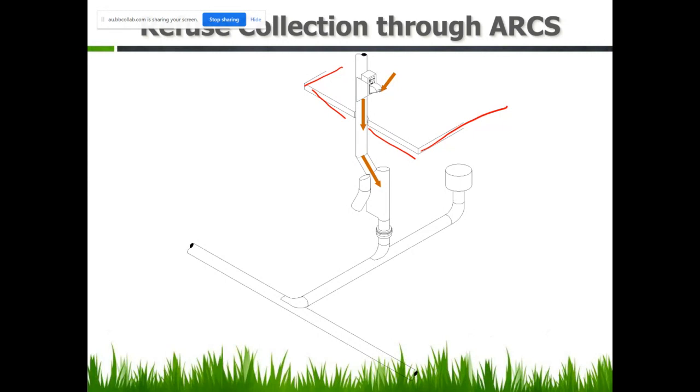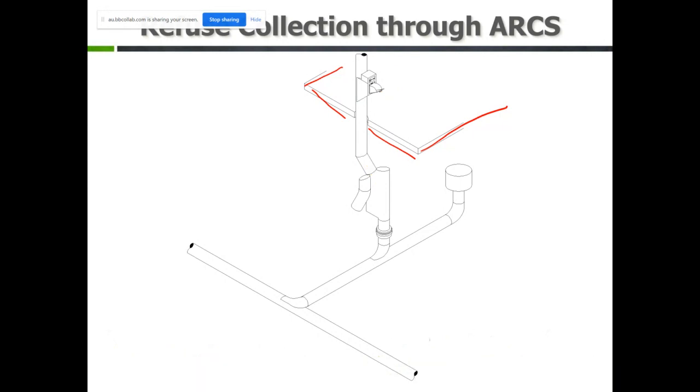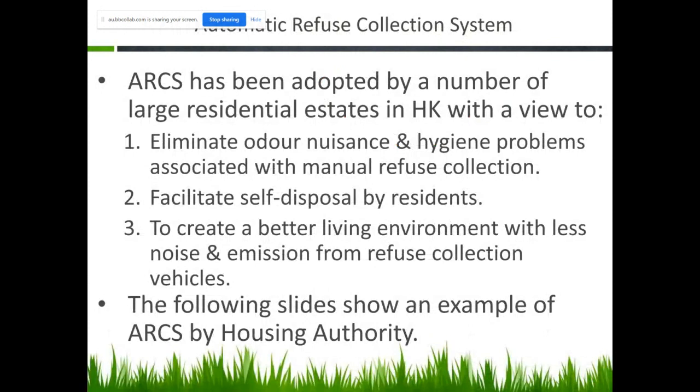And then this is a building. And then this is one of the ARCS. What's the meaning of ARCS? Automatic refuse collection system. This one is adopted in some of the large residential estates in Hong Kong.